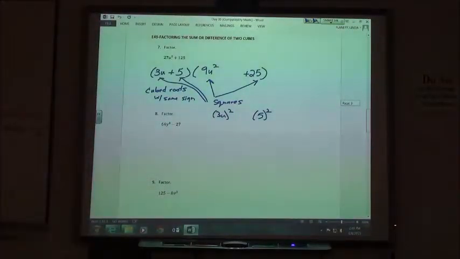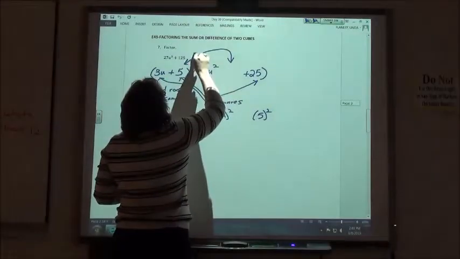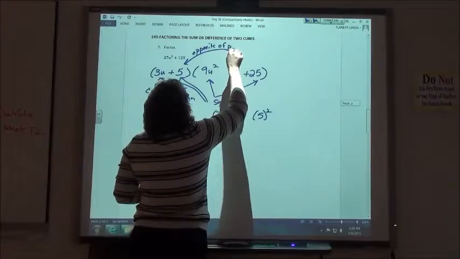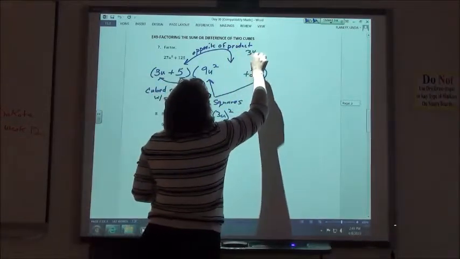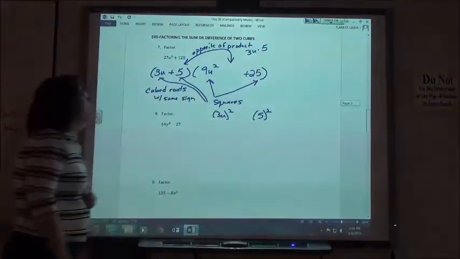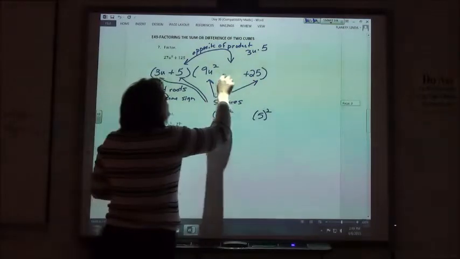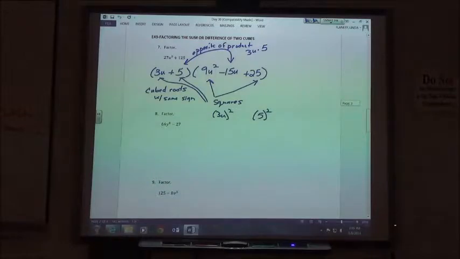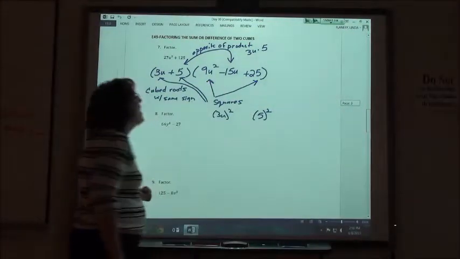Now the middle term is what cancels everything out when I multiply. This value here in the middle is going to be the opposite of the product. My product would be 3u times 5. 3u times 5 is 15u. This is a positive, so this is going to be a negative. That crazy looking thing is going to be my answer.